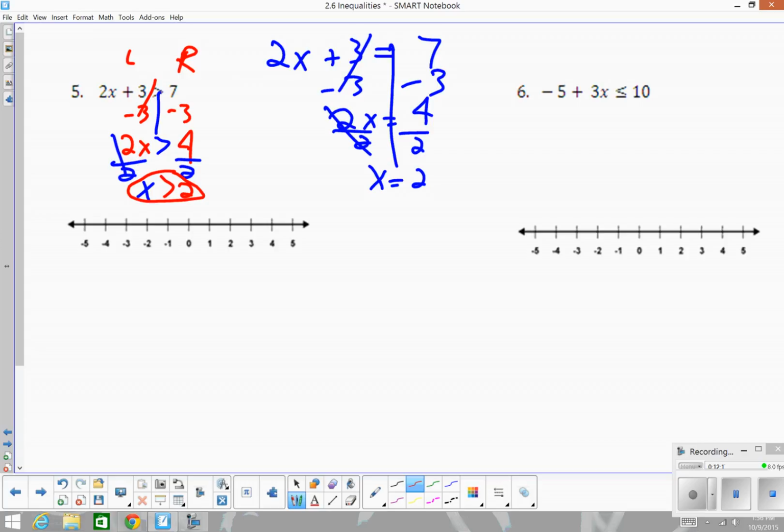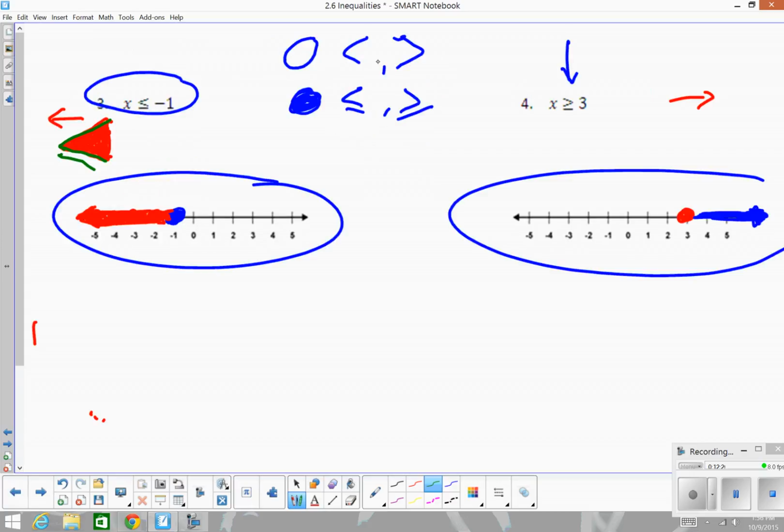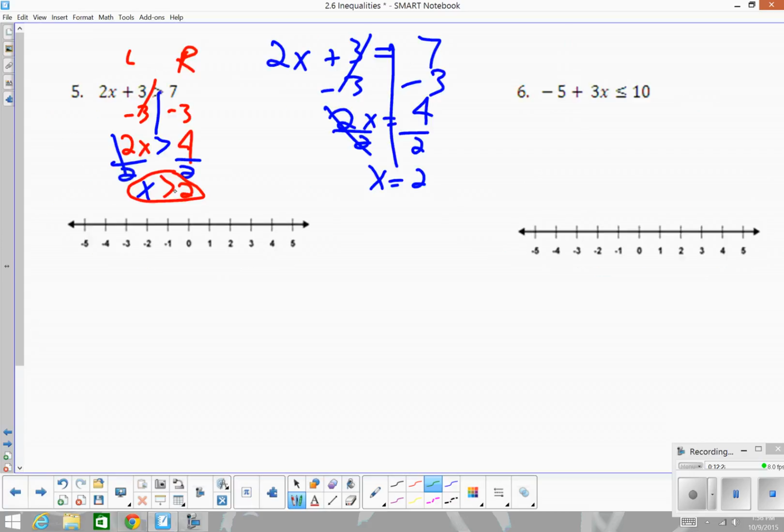So what I want to do is go ahead on my graph and graph that. Remember, this is going to be an open or a closed circle on 2. Does it have a line under it? No, so it's going to be an open circle on 2. And which way am I going to shade? Well, that's pointing to the right, so I want to shade everything down to the right.